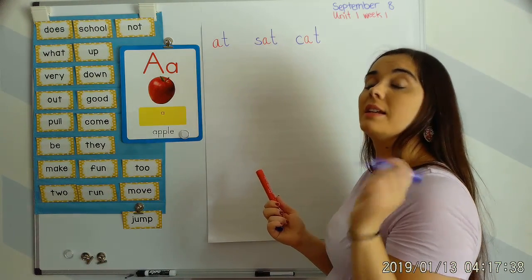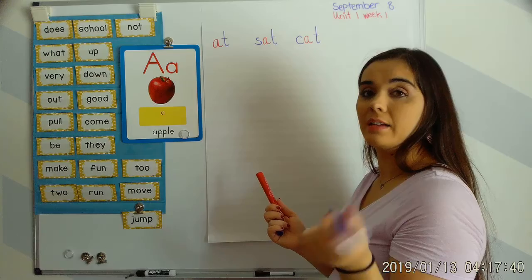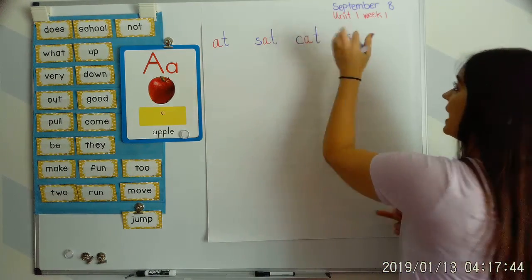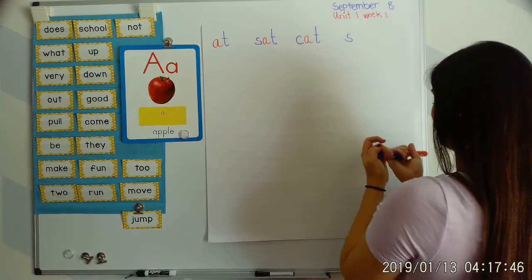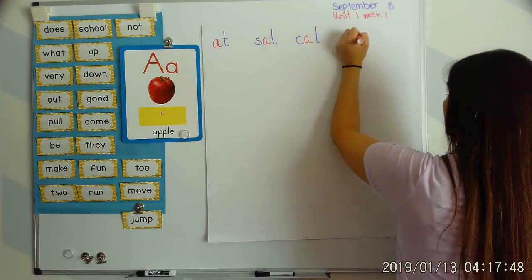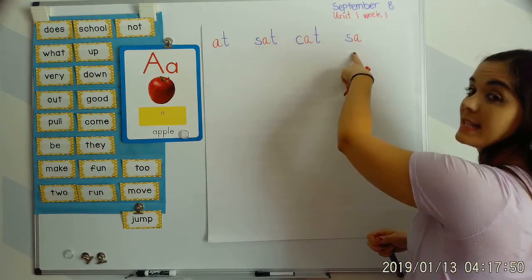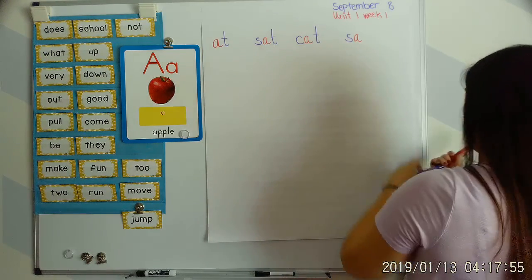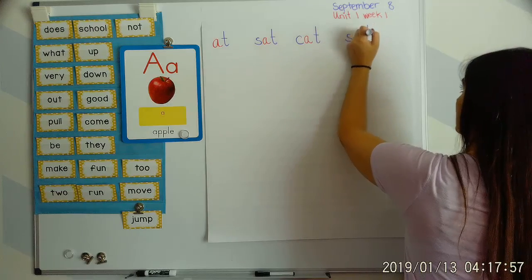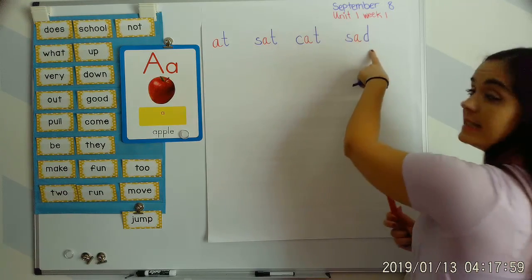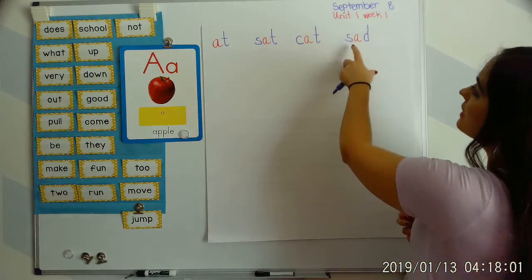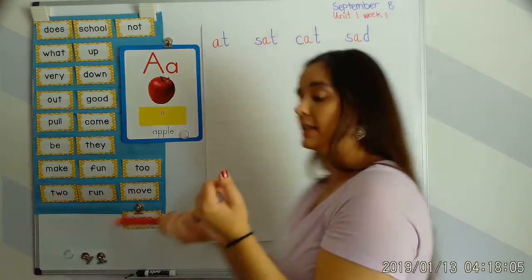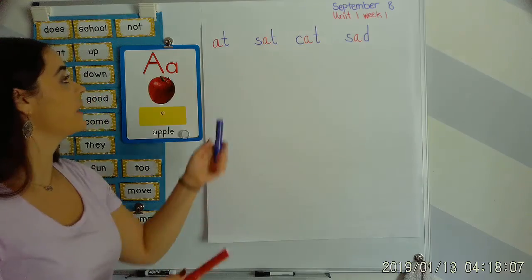Next word, sad. Your turn. Sad. S says s. A says a. D says d. Let's blend. Sad. Excellent. Let's go ahead and read our lines, see what we have so far.